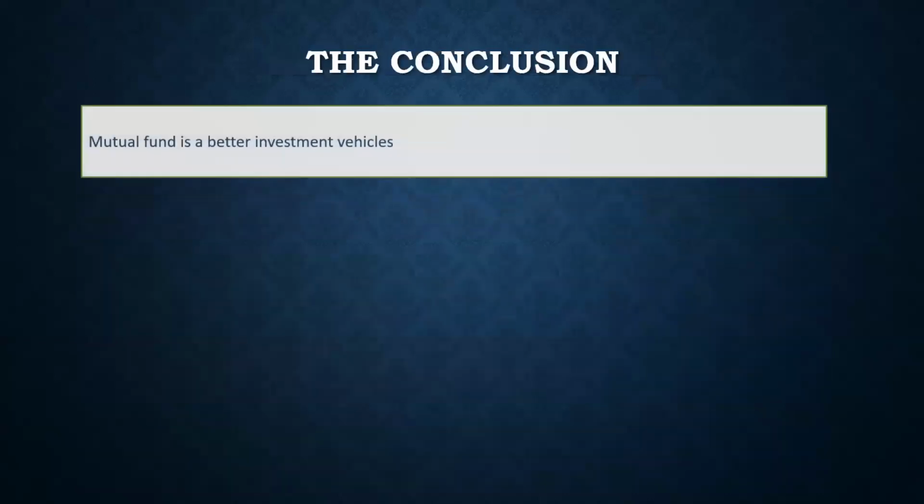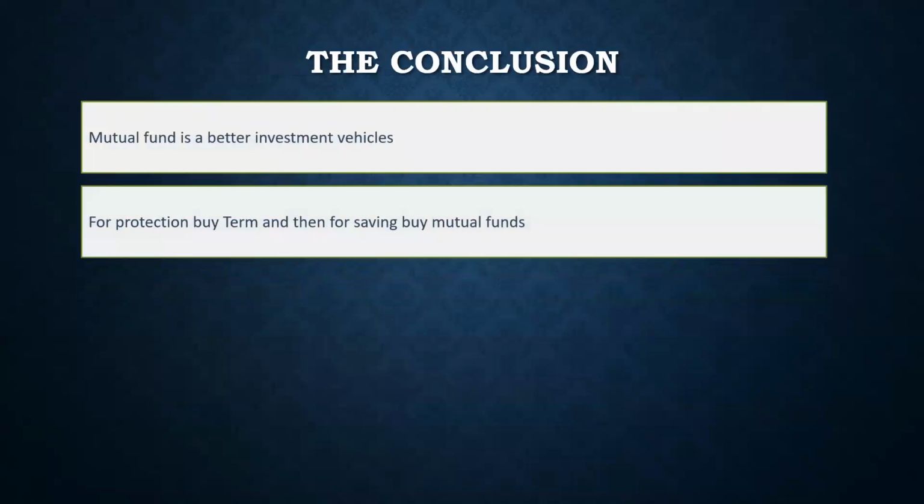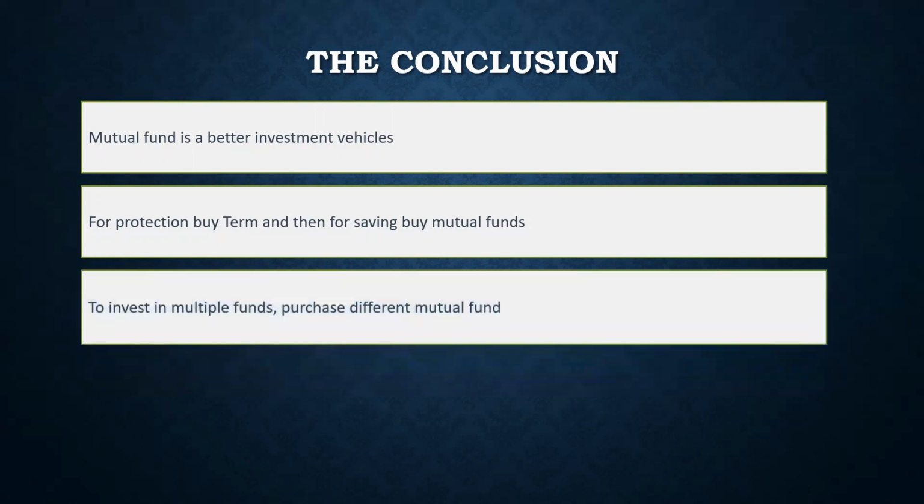So the conclusion is obviously, as I mentioned, mutual fund is a better investment vehicle, right? For protection, if you want insurance protection, as I mentioned in my previous video as well, buy a term product for life insurance protection, and then for saving, you should buy mutual fund, right? And if you want to invest in multiple funds, like in ULIP, you can purchase multiple mutual funds, and then those mutual funds would grow a lot better, because the charges and expenses would be much lesser, right?